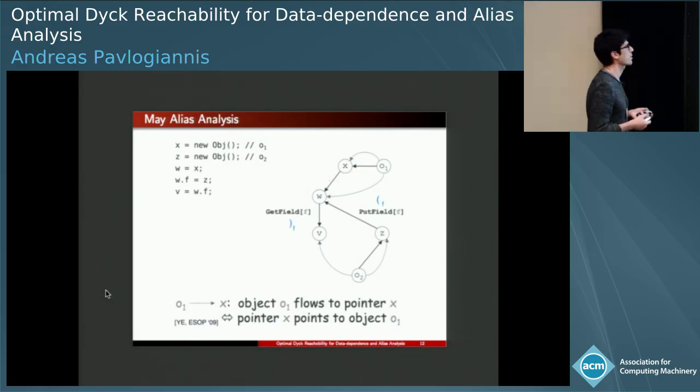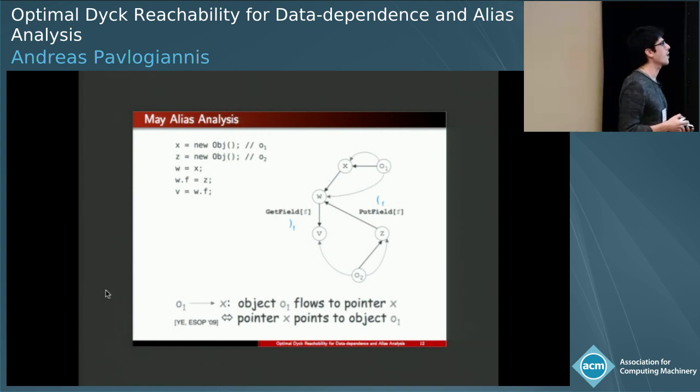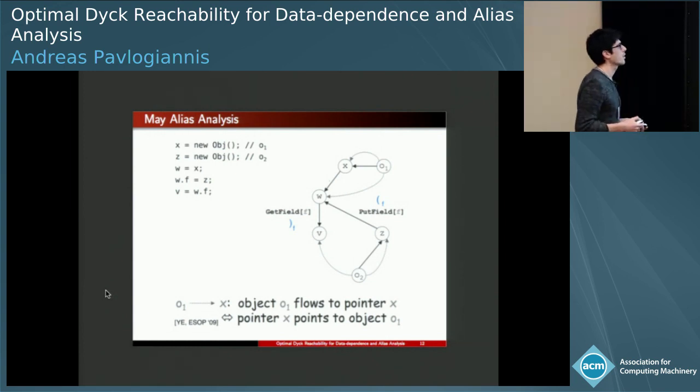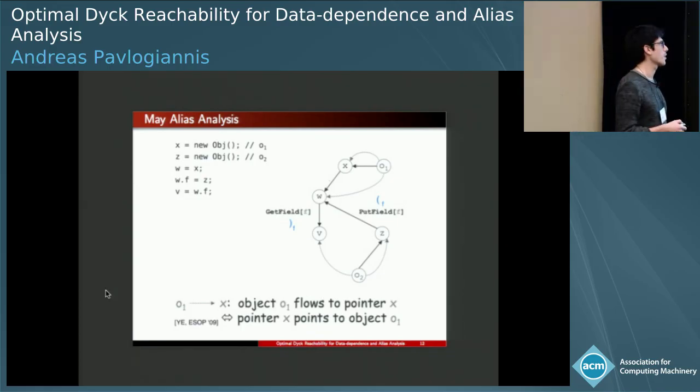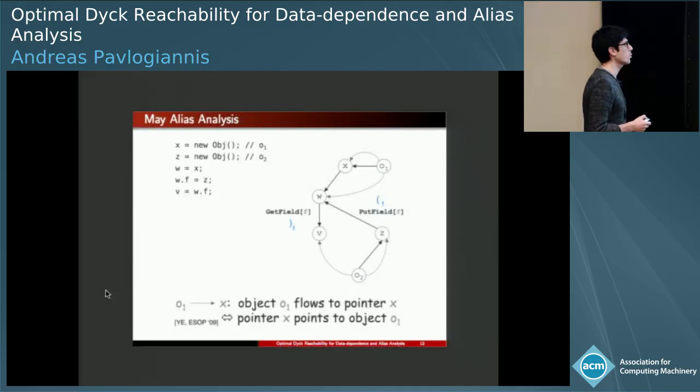Again, with some loss of precision, you go from your code to a graph representation where you have a node for every variable, and you have extra nodes representing your heap objects like O1 and O2 here. And every time you have assignments here, you draw edges from one node to another. Right? So in the end, we can deduce that W may point to O1 because, well, W is reachable from O1.